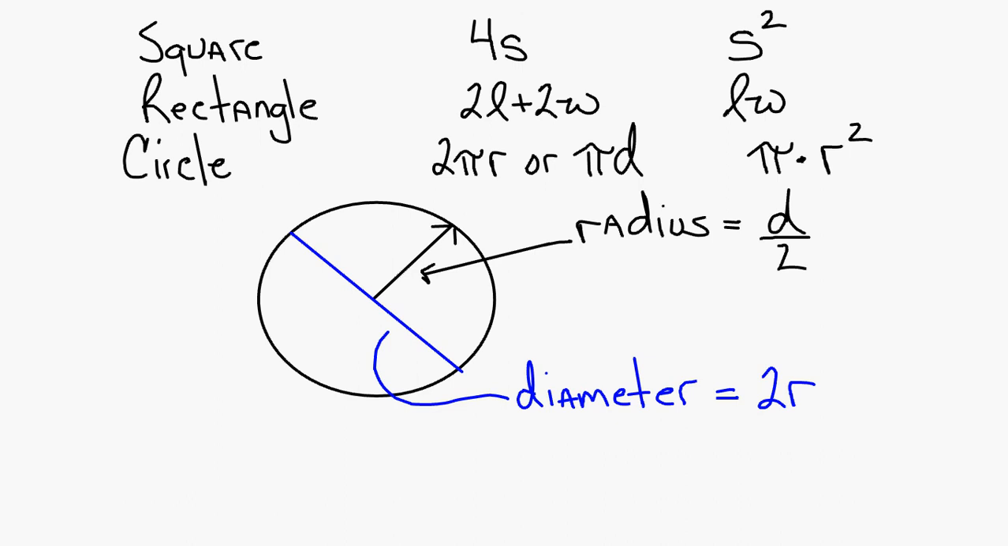Does it matter which one you find first? You're either going to be given the radius or diameter, or you're going to be given the circumference. If you're given the circumference, you can solve for the radius.